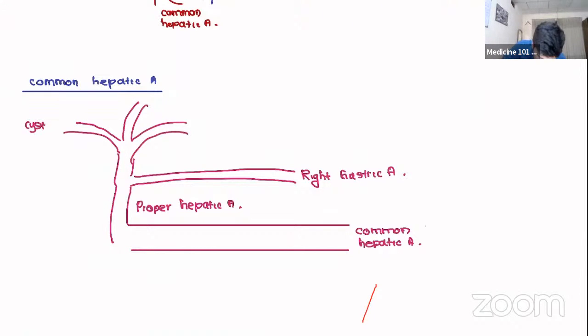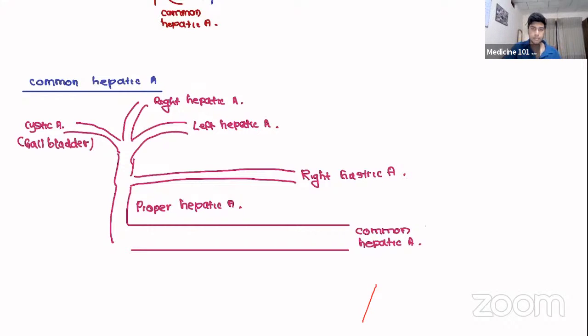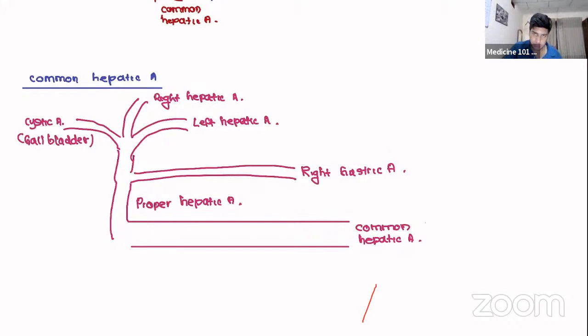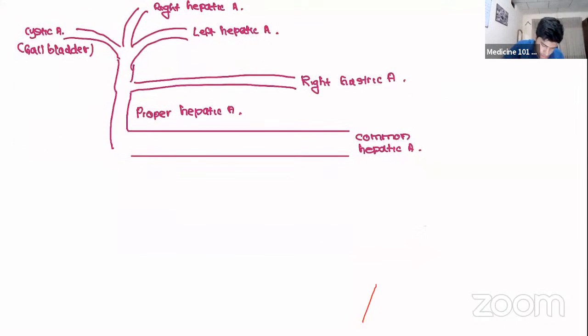Cystic artery, right hepatic artery, and the left hepatic artery. Hepatic means liver, so it supplies the liver. The cystic artery supplies the gallbladder. Now you can see where the right gastric artery comes from. Let's take a look at the next branch.